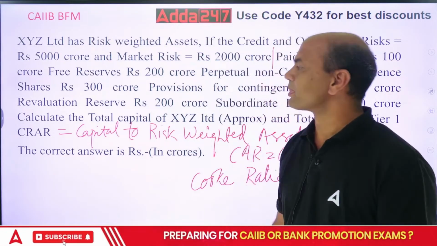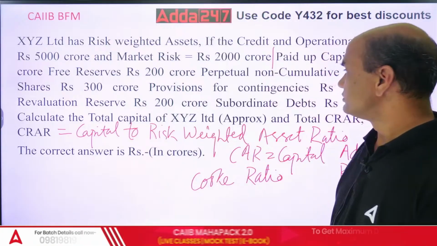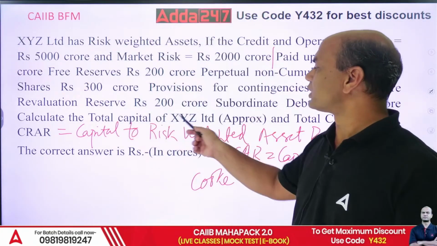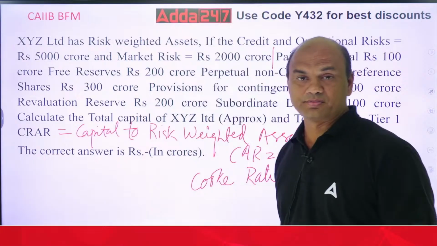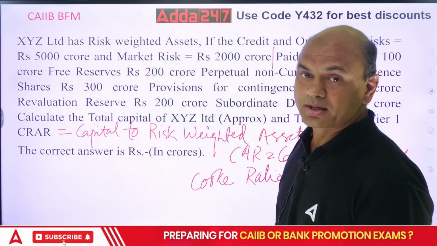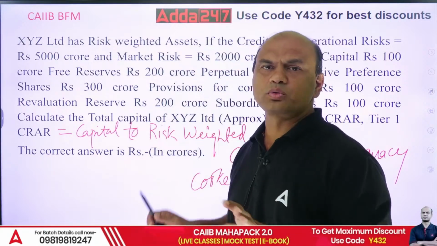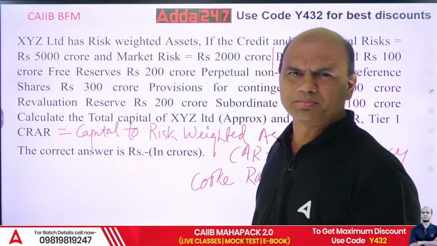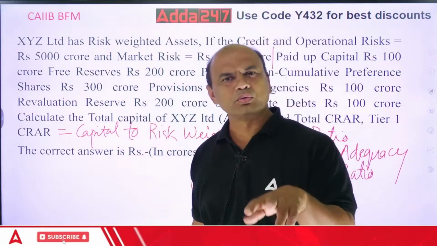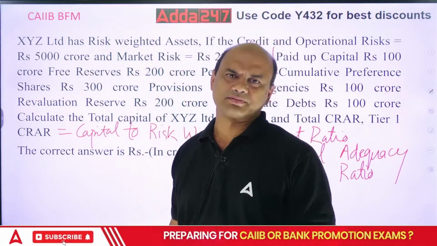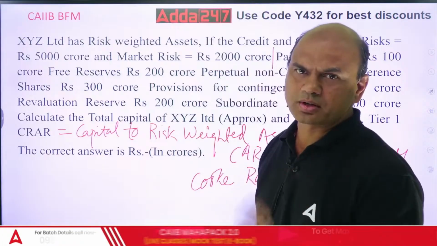Okay. So firstly, you have to calculate the total capital first. How to find out the total capital? What is total capital required in any problem? Simple. Capitals are only 2, Tier 1 and Tier 2. That's it. Tier 1 capital and Tier 2 capital.